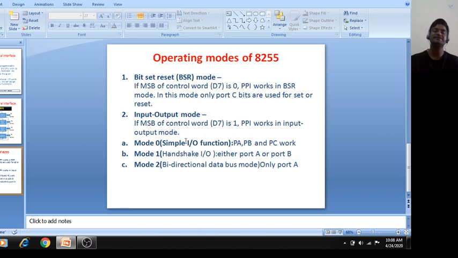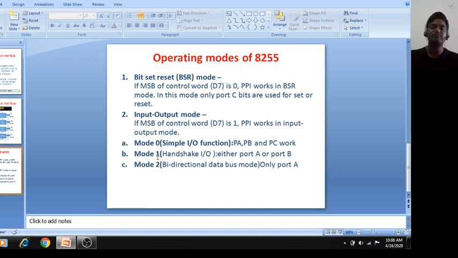Mode 0 is simple input output function. In this, all three ports, port A, port B and port C, can work. Simple input output means they are just working as an input function or output function, and they do not have any interrupt handling capability. Next, mode 1, this is called handshake input output.